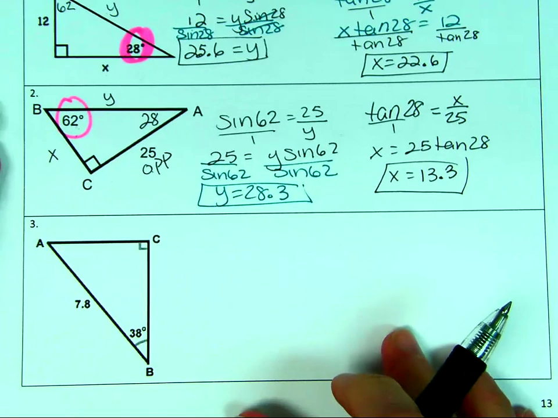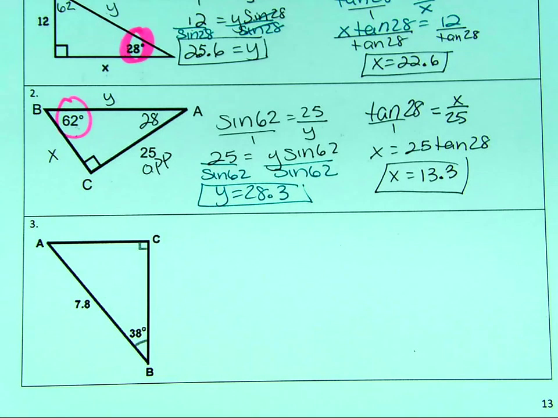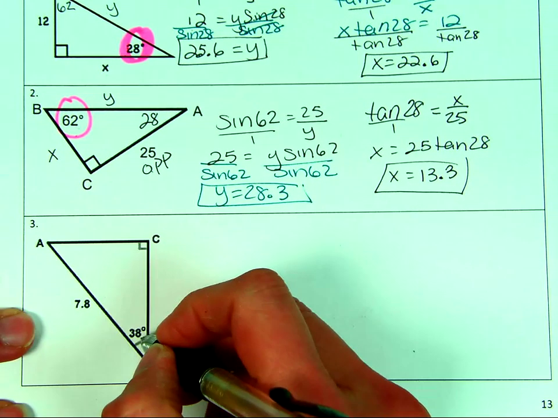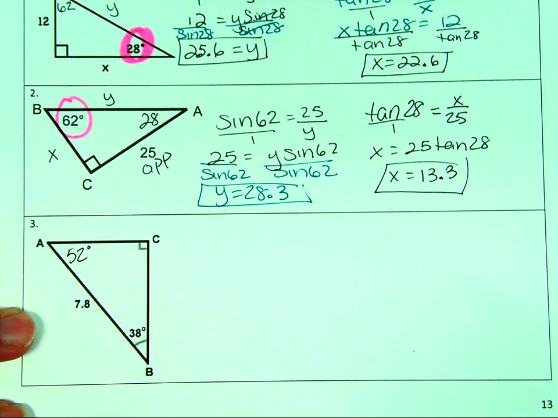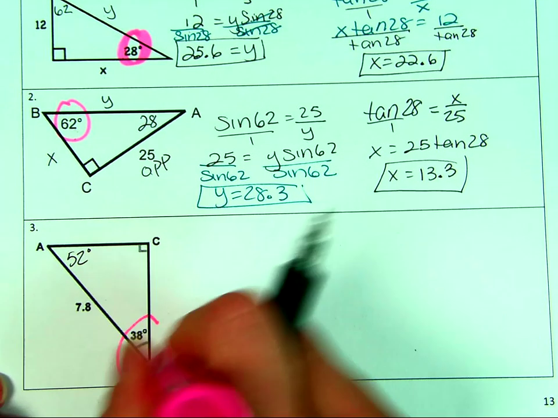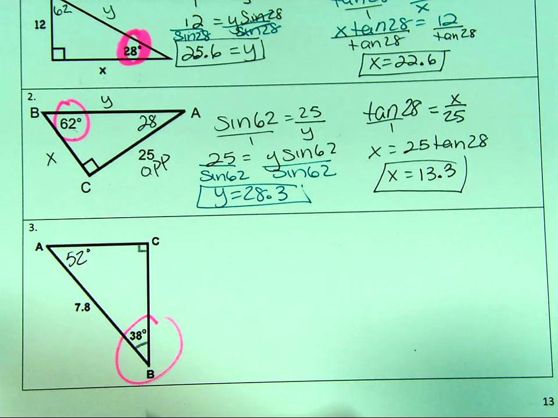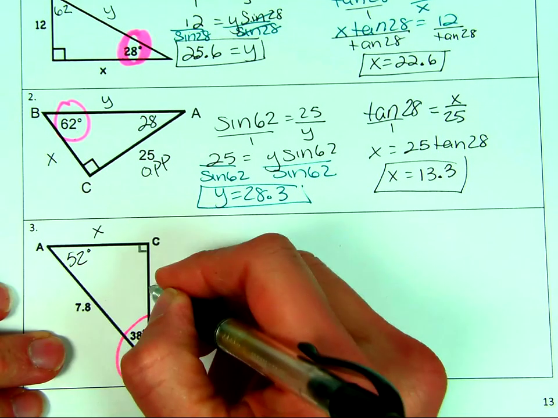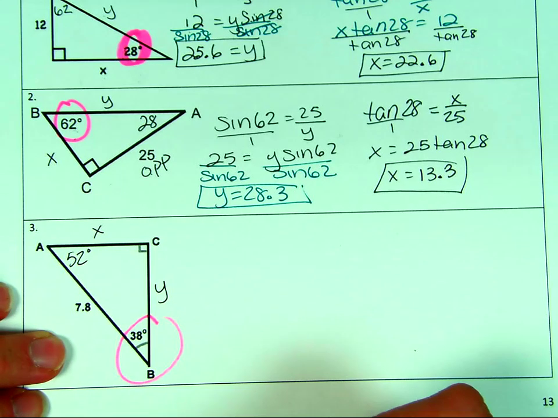Okay, next one. Again, that's 28. When it was 28, it was 62. When it's 38, it's probably going to be 52. So I find the angle first. This time I have the hypotenuse. So I'll just choose B. Doesn't really matter. You could choose B or A, but you just need to know what the opposite and adjacents are going to be. So I'm going to just say x and y.